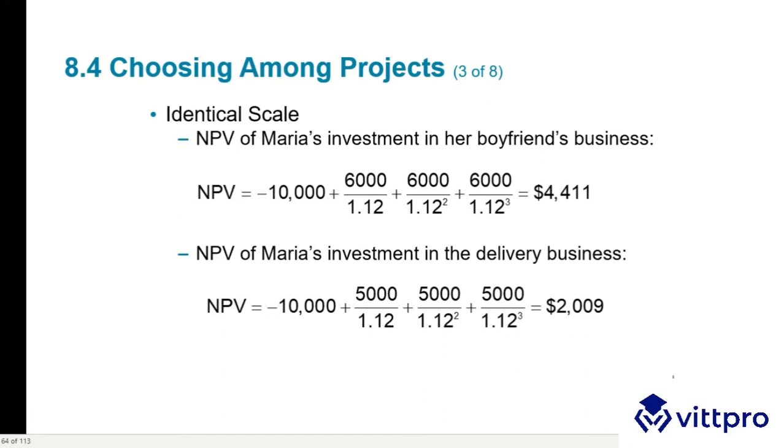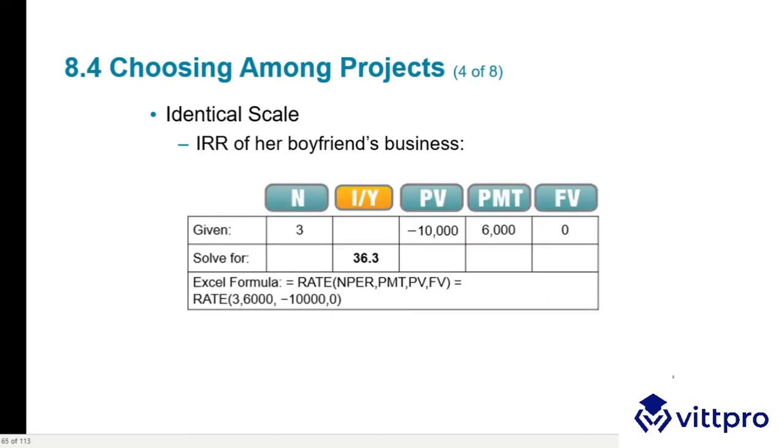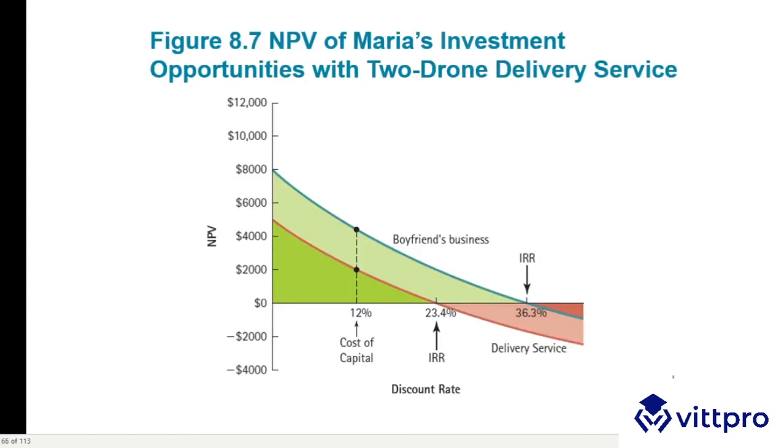So let's say the identical scale. Let's say Maria invests in her boyfriend's business $10,000 and it gives her a return of $6,000 each month, right? At the rate of 12%, her NPV is $4,000. And if she does her delivery business, just buying one drone, then she earns minus 10,000 plus $5,000 in return. So she gets $2,000. If you calculate the IRR, her boyfriend's business is 36%, and the IRR for the delivery business is about 24%, right? And the cost of capital is always 12%.